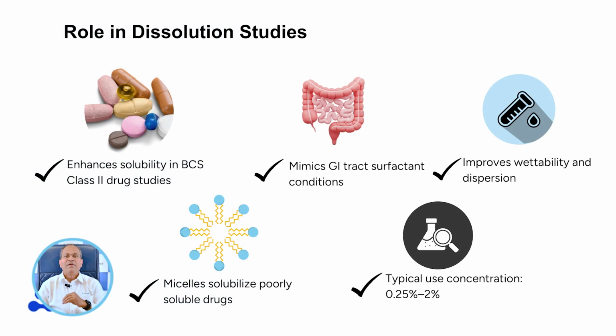In dissolution testing, especially for BCS Class II drugs, solubility often becomes a rate limiting step. By adding a small amount of SLS, we mimic the surfactant conditions of the gastrointestinal tract. SLS improves wettability, enhances dispersion, and forms micelles that solubilize the drug molecules. This leads to improved and consistent drug release profiles, which are crucial for both formulation development and bioequivalence studies. Typically, concentrations between 0.25 to 2% are used depending on the solubility characteristics of the drug.